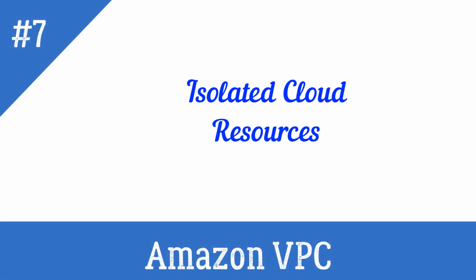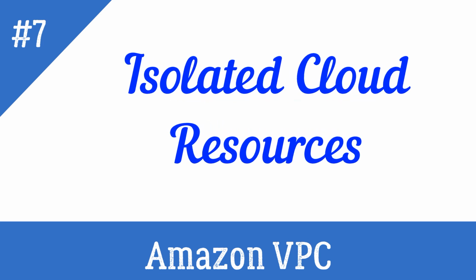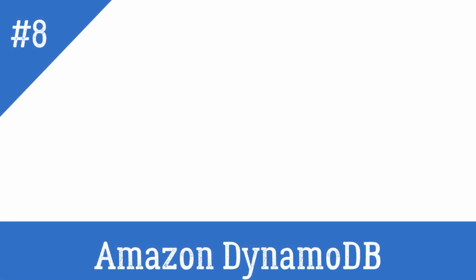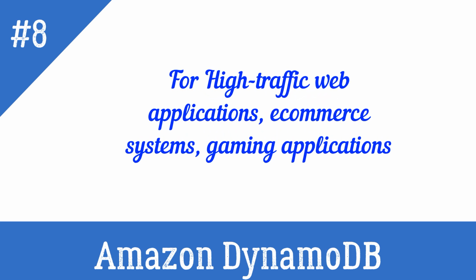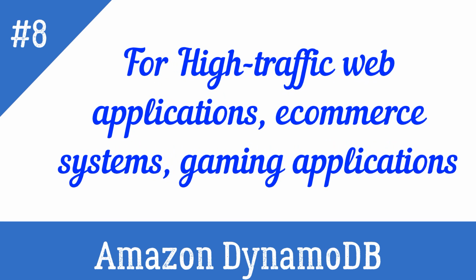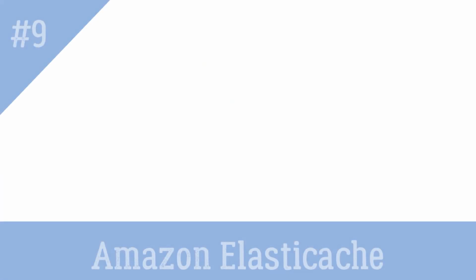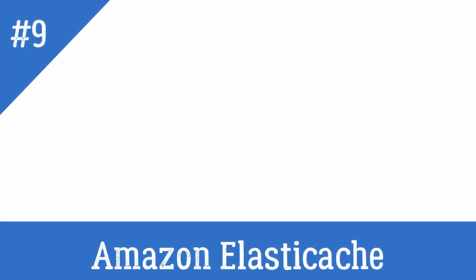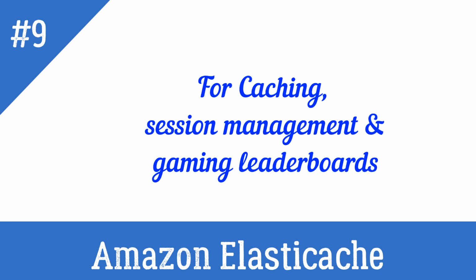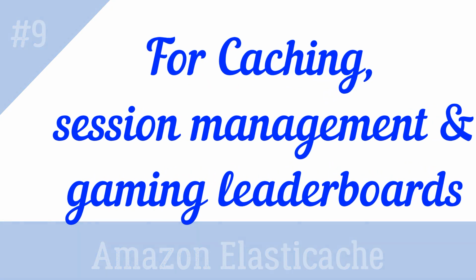Next tip is about Amazon VPC. When we want to separate our environment, we can use it to control access to our AWS resources. Next tip is about Amazon DynamoDB. We should use Amazon DynamoDB for high traffic web applications, e-commerce systems, and gaming applications where we require high traffic. Next tip is about Amazon ElastiCache. We use Amazon ElastiCache for caching, session management, gaming leaderboards, and geospatial applications.